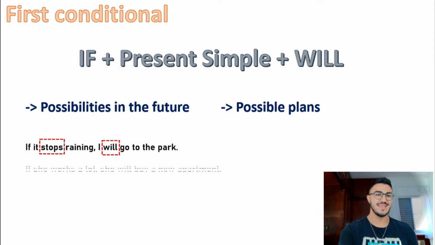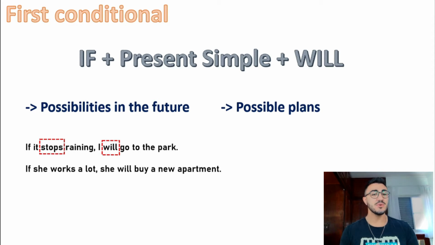Okay? Next. If she works a lot, she will buy a new apartment. Wow! This is a possibility in the future. If she works a lot right now, she will buy a new apartment. Okay, so where is my present simple here? Works, right? So if she works a lot, she will buy a new apartment. Okay, nice. Next.